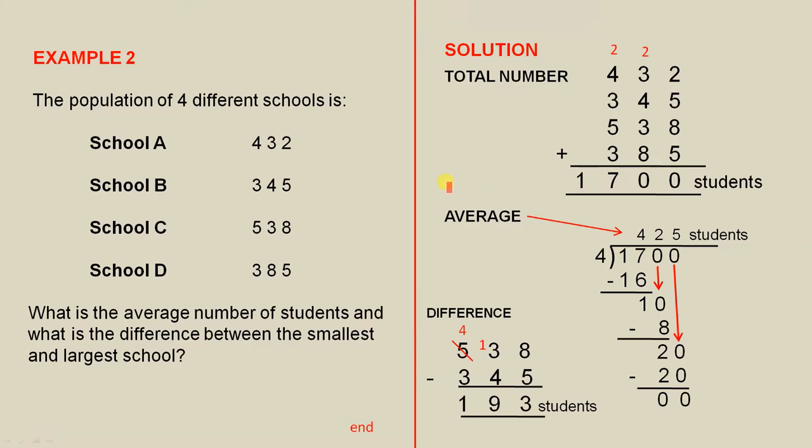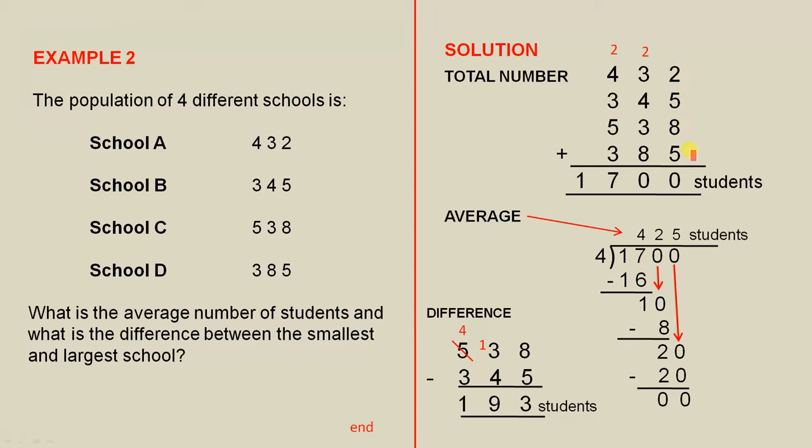Example 2. The population of 4 different schools is, here are the 4 numbers. There they are there. What is the average number of students, and what is the difference between the smallest and largest school? Now, before we find the average number of students, we have to add these 4 numbers up, if we remember from a previous video.